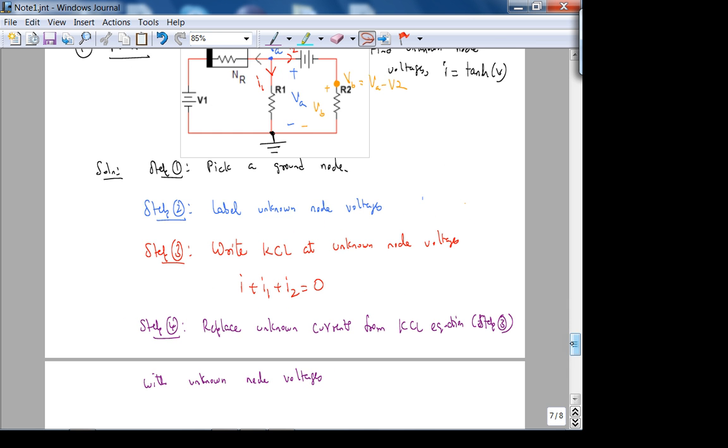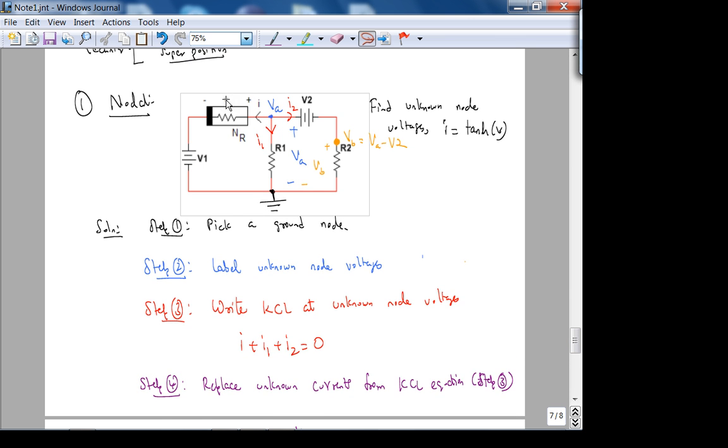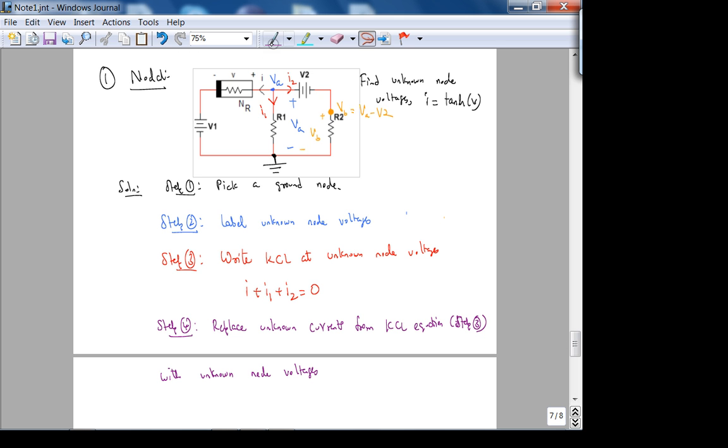All right, so let me zoom out. So I is tanh of V. I'll leave V as it is right now. What's the expression for I1 in terms of VA and R1? What's I1? It's VA over R1. It's VA minus 0 over R1, because here it's VA, current flows from positive end to negative end, so it's VA minus 0 over R1, or it's VA over R1.